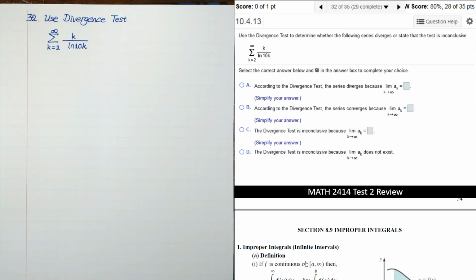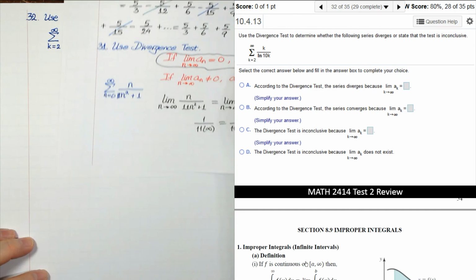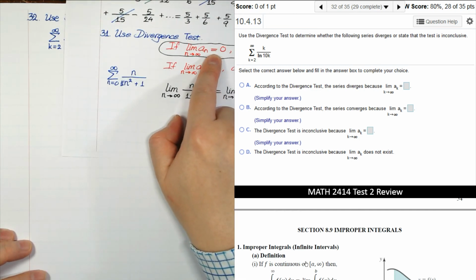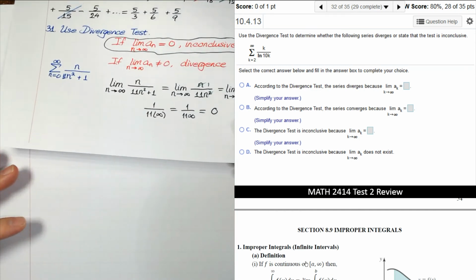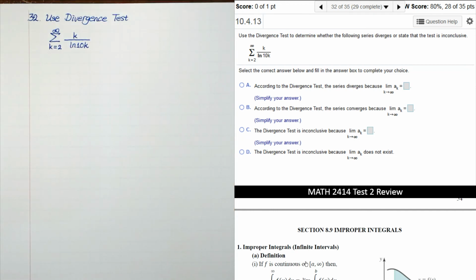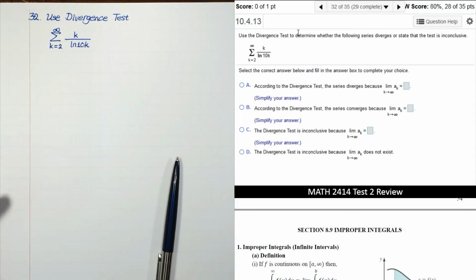Right, so the divergent test, still the same thing. If the n terms go to 0, inconclusive. If it goes to something else, divergence. Of course, there's something that requires that to be positive and all other things, but you don't have to worry about that. Actually, I should go to there.